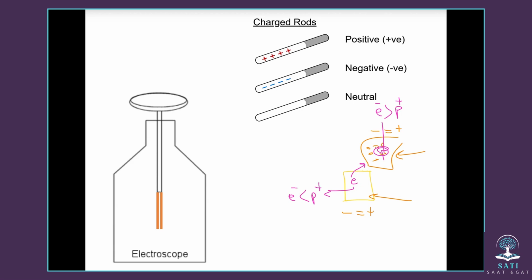So in this case, what do we call this object and what do we call this object? The one that has more protons, we call it positively charged. And the one that has more electrons will be what? Negatively charged. So how we say an object is positively or negatively charged depends on which are more, protons or electrons. If electrons are more than the protons, that means it is negatively charged. If the number of electrons is less than protons, we say it is positively charged.